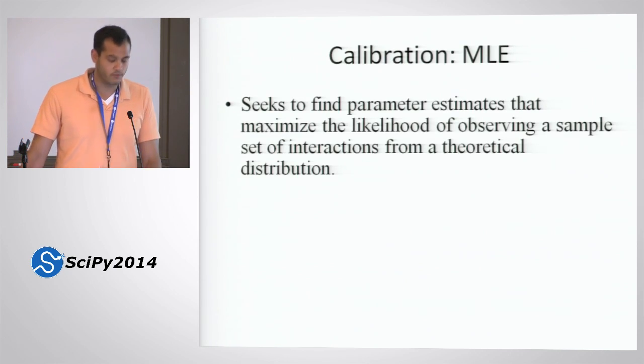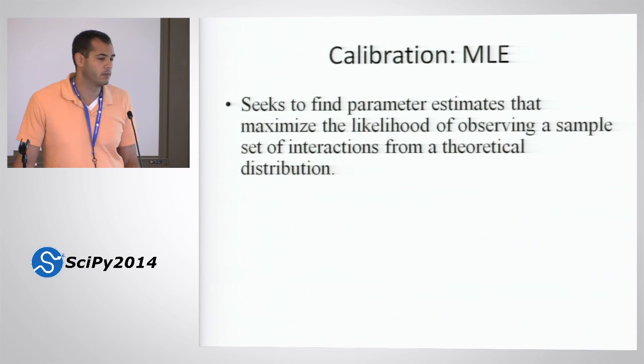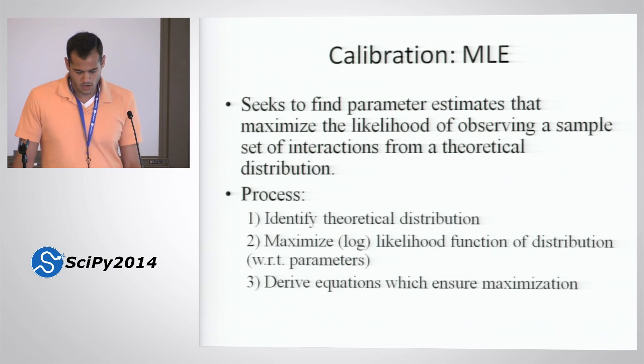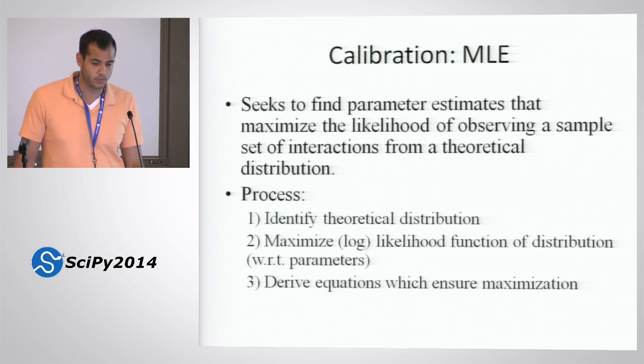You can solve that by using a maximum likelihood estimation routine. This seeks to find parameter estimates that maximize the likelihood of observing a sample set of interactions from a theoretical distribution. That process looks a bit like these 3 steps: you identify the theoretical distribution that you want your data to match, maximize the log likelihood function of that distribution with respect to each parameter you're including in the model, and then derive equations which ensure the maximization of those log likelihood functions.